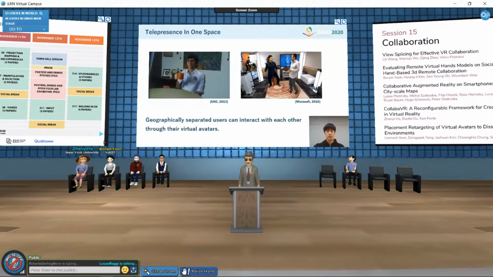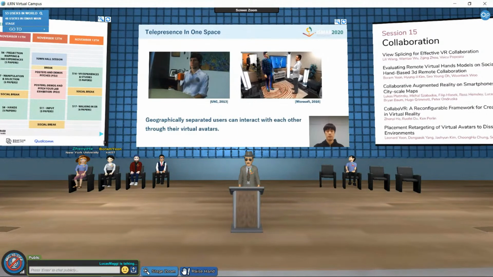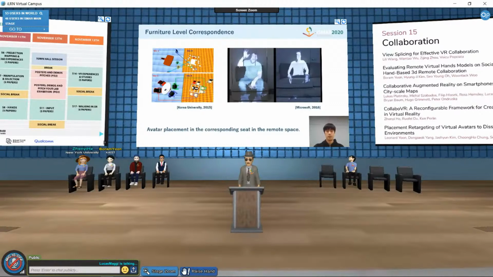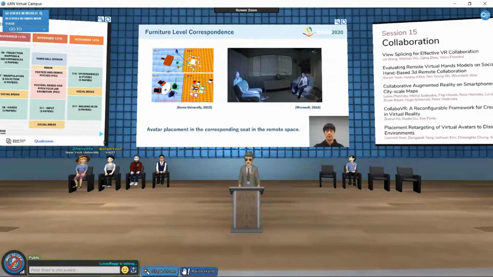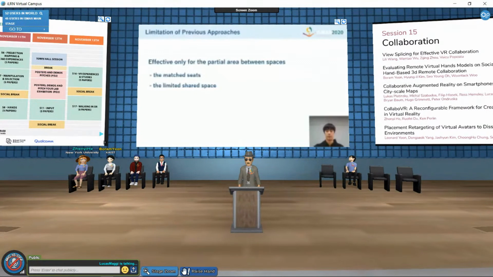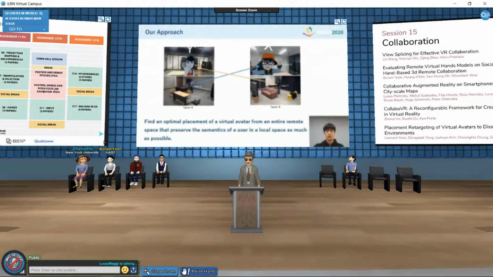Thanks to fast developing technologies, geographically separated users can interact with each other through their virtual avatars. There have been two major approaches to realize telepresence between different spaces. The first approach is to establish the correspondence between two spaces at the furniture level, so that an avatar can be placed in the corresponding seat of the remote space. Another approach is to find the optimized mutual spaces between different spaces. The drawback is that those approaches are effective only for a partial area between spaces. In order to fully utilize an entire space for telepresence, we propose an algorithm that finds an avatar's placement in a remote space that preserves the semantics of a user's placement in a local space.